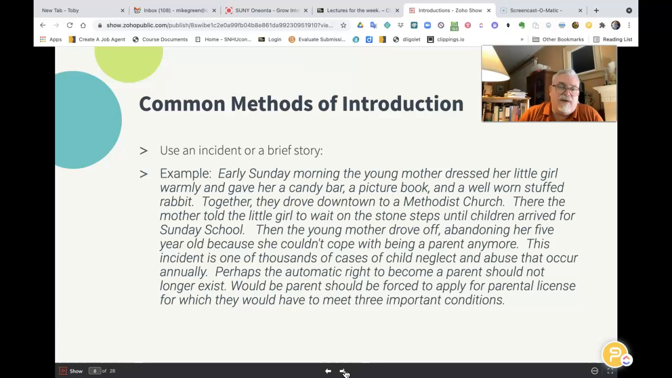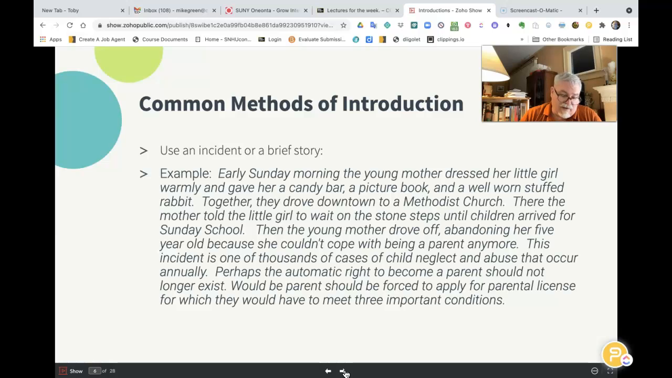Now you can also use an incident or a brief story. Sometimes stories are naturally interesting. They're going to appeal to your curiosity. Sometimes you can use an anecdote that's going to grab the reader's attention, but not just any story. The story should be brief and must be related to your main idea. Okay, you can't just have any old story in there.